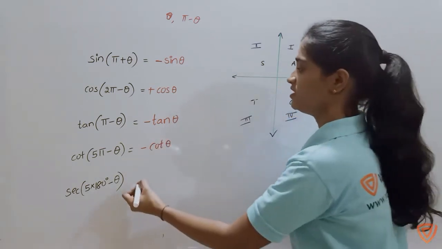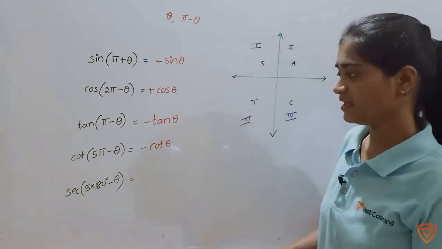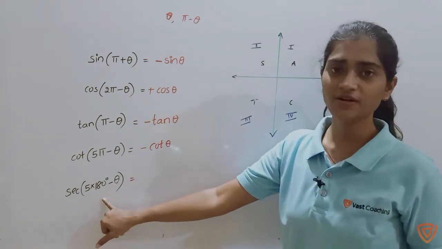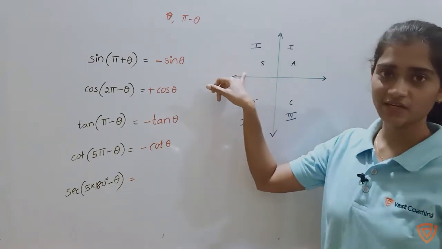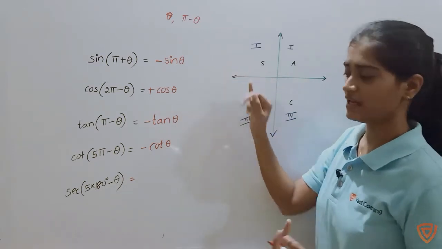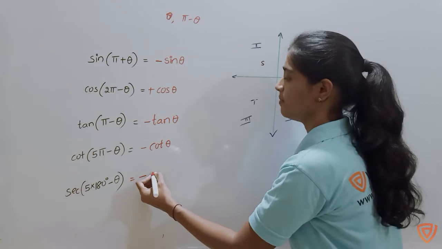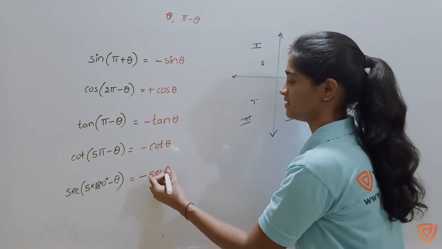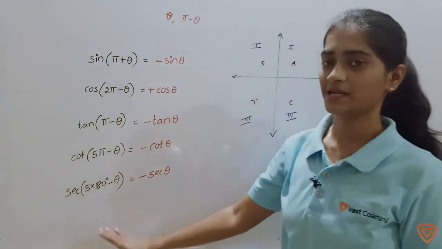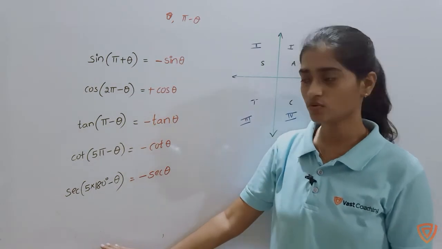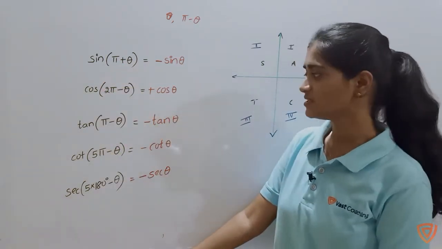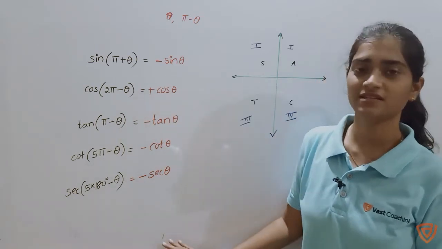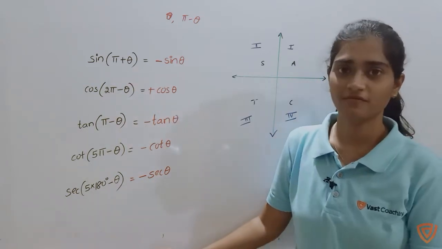So what about the last one? Again secant of 5 into 180 degrees minus theta. It falls in the second quadrant and secant is negative. So we can just write minus secant theta. So whenever there is a multiple of pi, there will be no change. You only need to check the respective quadrant. So this is how we can write the respective trigonometric values.